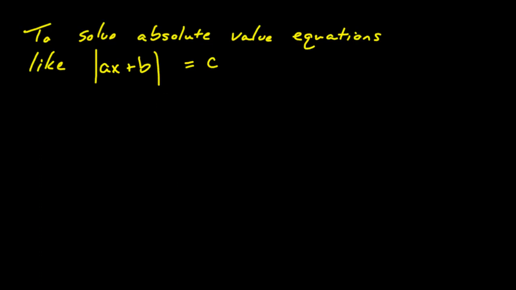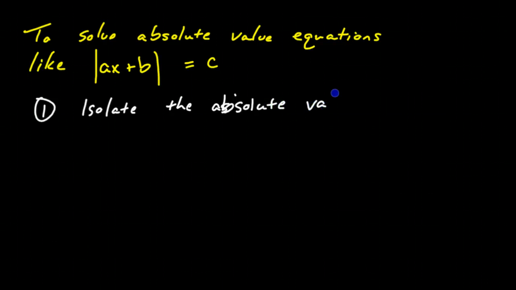All right, so if I want to solve absolute value equations like the absolute value of ax plus b equals c, I first need to isolate the absolute value term. So we want to get anything that's inside those absolute value bars all by itself. Secondly, you got to do two things to this. We need to solve two separate equations.